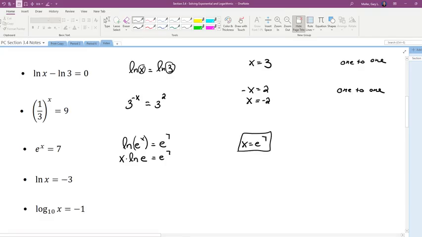Now I want to point out this is the same answer we would have gotten had we just done our switch around rule, right? Our switch around rule of converting logarithms to exponents would be log base e of 7 equals x. Oh, oops, I made an error.